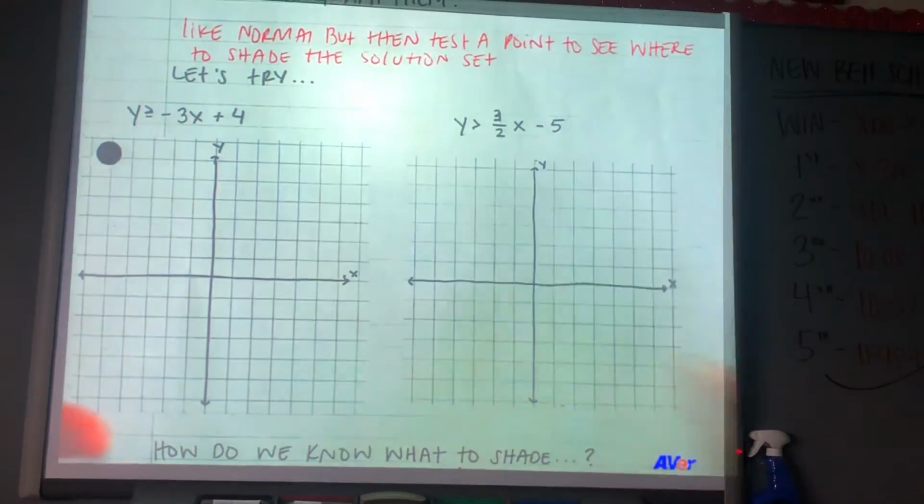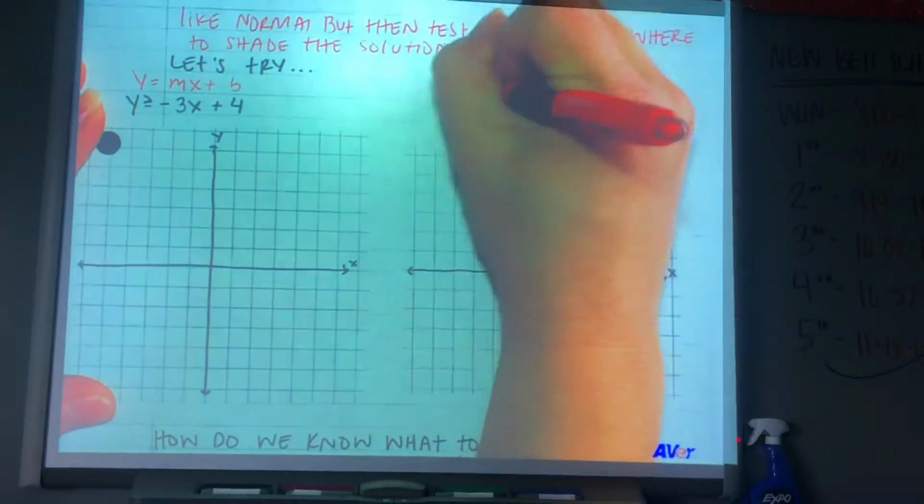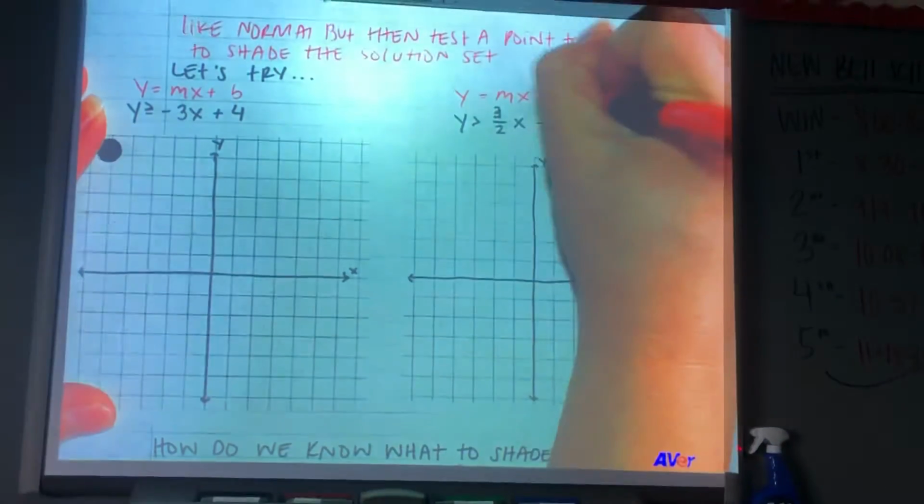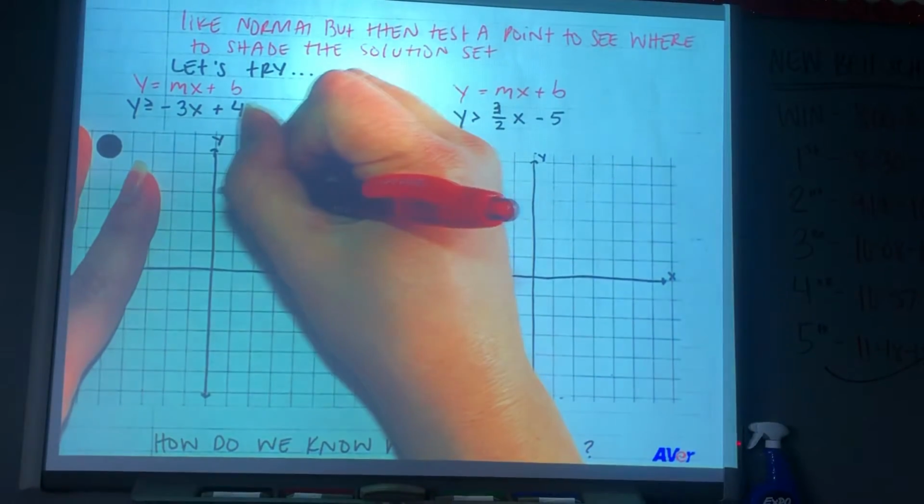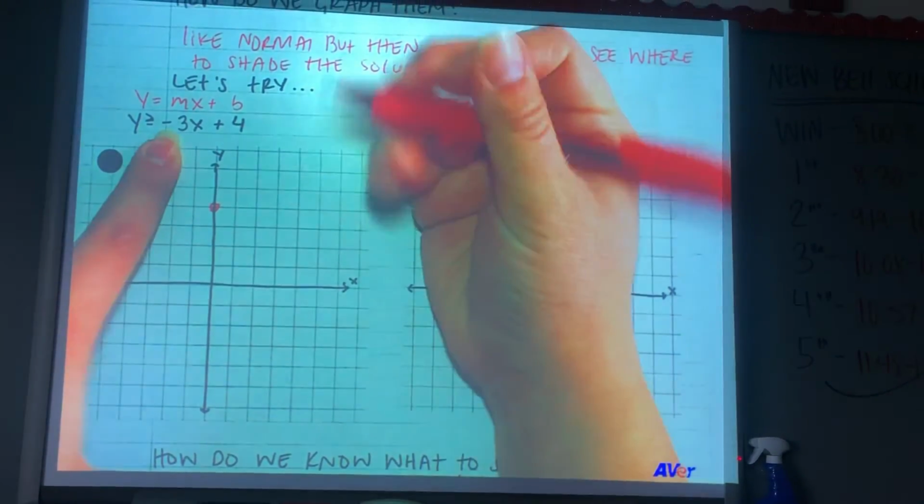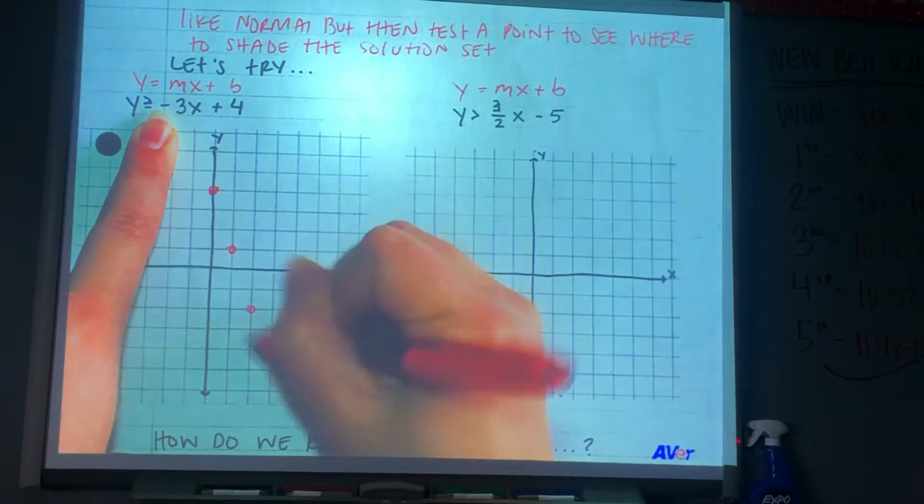So I'm going to go down here to the two examples, and I see that these are both technically written in y equals mx plus b. The b is the y-intercept, so I'm going to graph this first at 4. And then my slope says -3, so that is down 3 over 1, down 3 over 1, down 3 over 1.